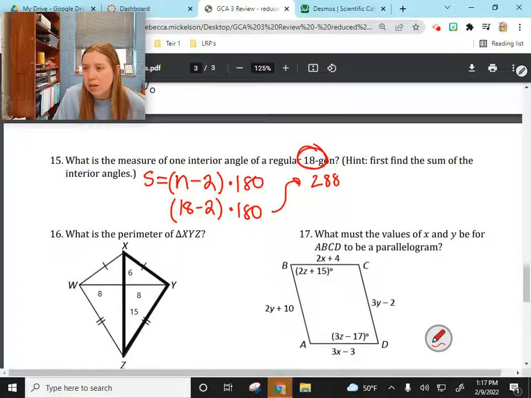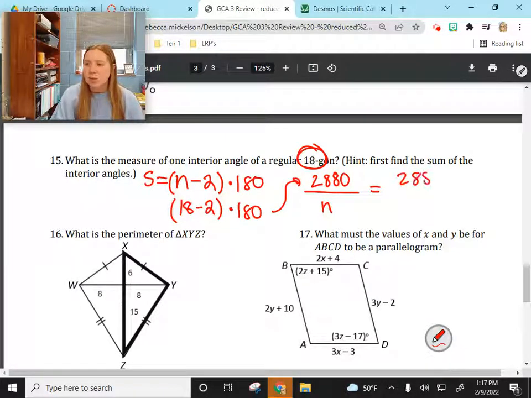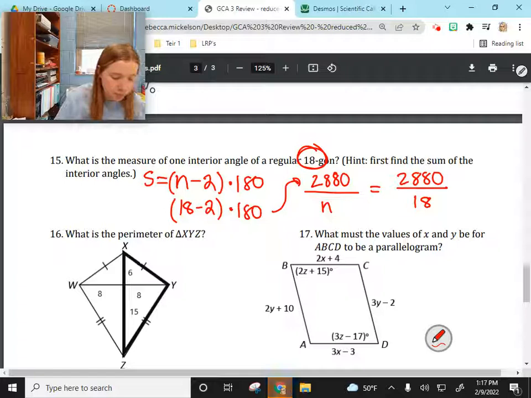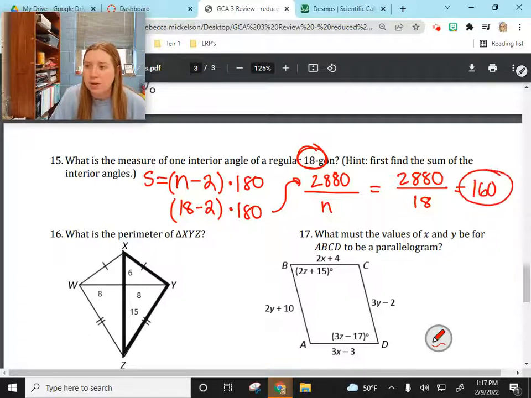2,880. Now that is the total measure of this 18-sided polygon, all of the angles added up together. However, if we want to find one single one, our last step is to divide that by n, the number of sides that it has. So we have to take 2,880 and divide it by 18. So that tells me one singular angle has a measure of 160.